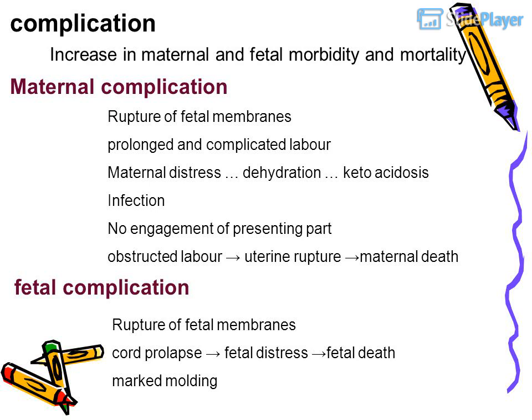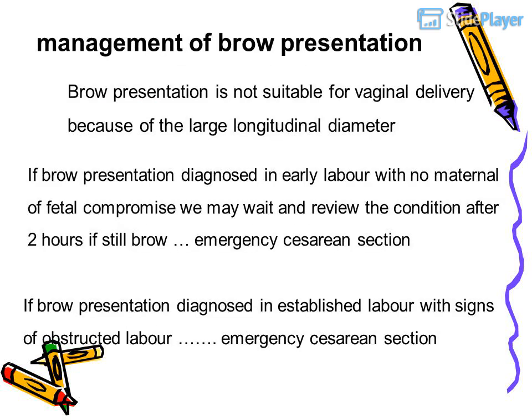Management of brow presentation. Brow presentation is not suitable for vaginal delivery because of the large longitudinal diameter. If brow presentation is diagnosed in early labor with no maternal or fetal compromise, we may wait and review the condition after 2 hours. If still brow, emergency cesarean section. If brow presentation is diagnosed in established labor with signs of obstructed labor, emergency cesarean section.